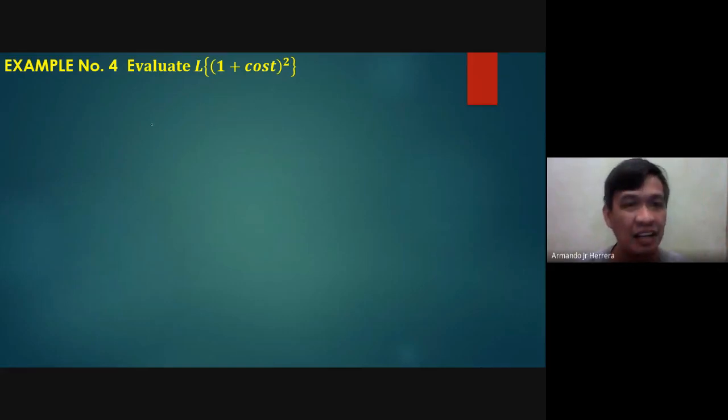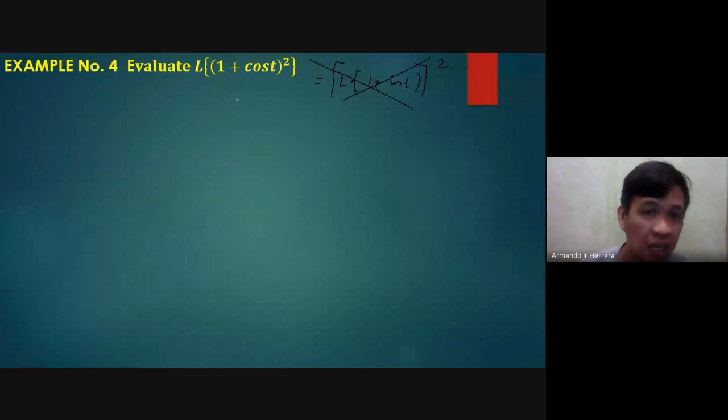Let's have another example. We are tasked to evaluate the Laplace transform of the quantity 1 plus cosine t raised to the second power. There is no principle that the Laplace transform of the quantity 1 plus cosine t raised to the second power is the Laplace transform of 1 plus cosine of t, then raised to the second power. There's no such thing as that. So, ibig sabihin, i-expand na lang natin ito and then use linearity property.